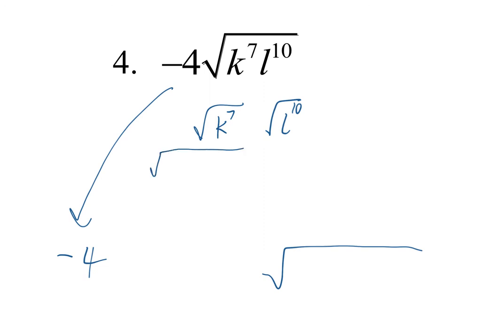We can visualize that by writing k to the 7th out. And we're looking for groups of 2. You can see that there's 3 groups of 2. So k cubed, 3 groups of 2 with 1 left over. And then L to the 10th, remember that index is 2. And 2 goes into 10 5 times evenly, with none left over. So the square root of k is the only thing left inside that root.